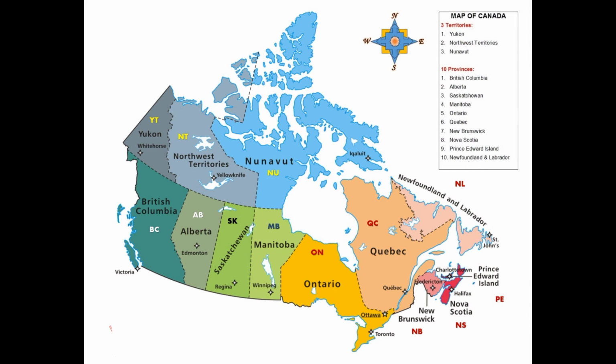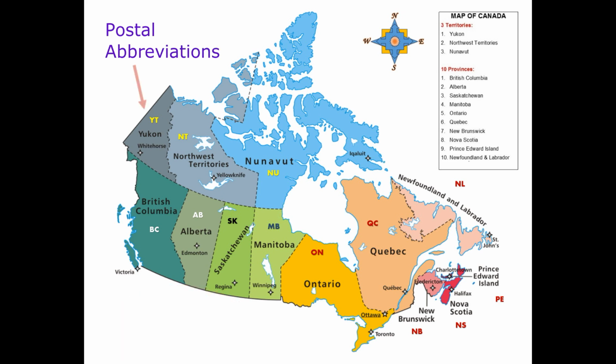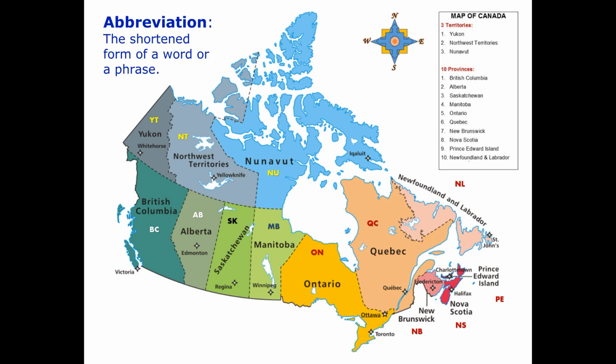Practice our English pronunciation as we look at this map of Canada. On this map, I've also included the postal abbreviations for each province and territory. It's helpful to know the correct 2 letters assigned to each province or territory. Abbreviation means short form. Whenever you correspond using an address in Canada, you don't have to write or type out the whole name of the province.